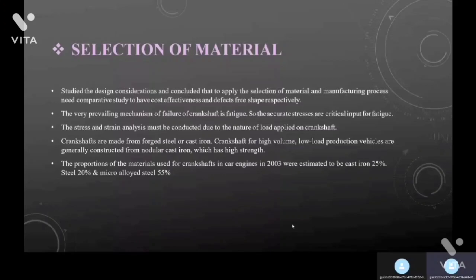Crankshafts are made from forged steel or cast iron. Crankshafts for high volume, low production vehicles are generally constructed from nodular cast iron, which has high strength. The proportion of material used in crankshafts in car engines in 2003 was estimated to be cast iron 25%, steel 20%, and microalloyed steel 55%.